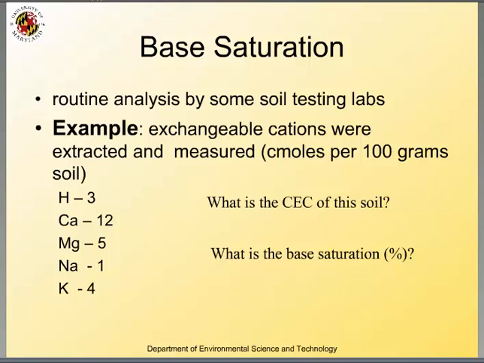Now remember, one way of measuring the cation exchange capacity, or CEC, is by extracting all your exchangeable cations and expressing them as centimoles per 100 grams and adding them up. So we could certainly do that with this data, right? Because we have a very complete list of exchangeable cations. There's 3 centimoles of hydrogen per 100 grams. There's 12 centimoles of calcium per 100 grams. There's 5 centimoles of magnesium. There's 1 centimole of sodium and 4 centimoles of potassium. So what's the CEC of that soil, in centimoles per 100 grams?